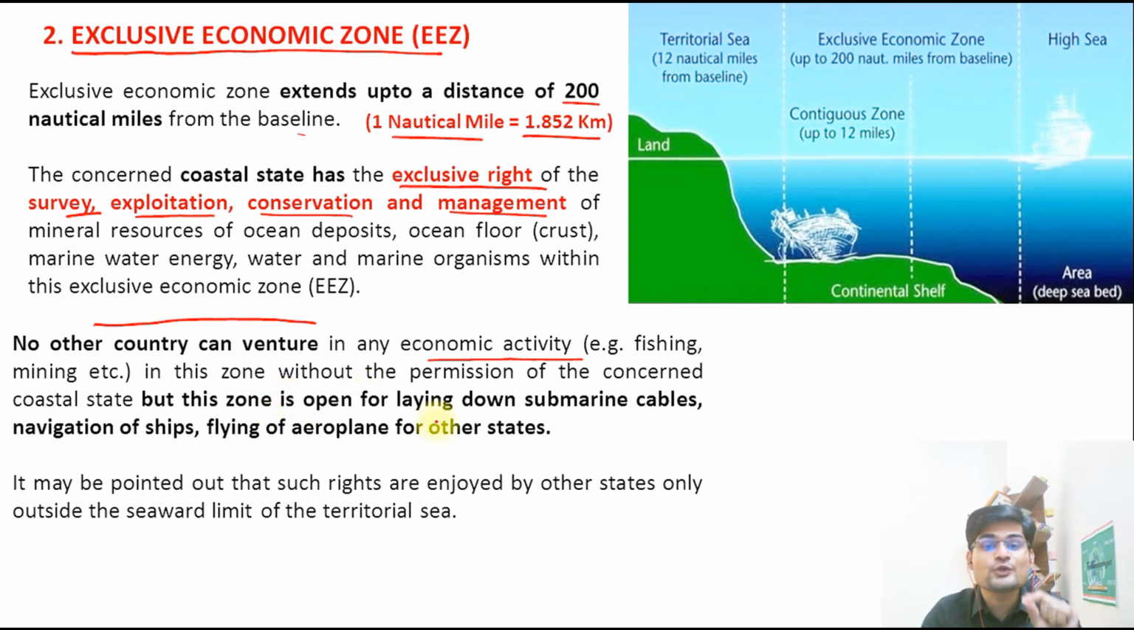But this zone is open for laying down submarine cables, navigation of ships, and flying of aeroplanes for other states. So that is the difference between a territorial sea and an EEZ. So in EEZ, other countries can lay down their submarine cables, navigation can happen, aeroplanes can fly, but economic activity cannot take place. That's why it is exclusive economic zone. That is one point to remember here.